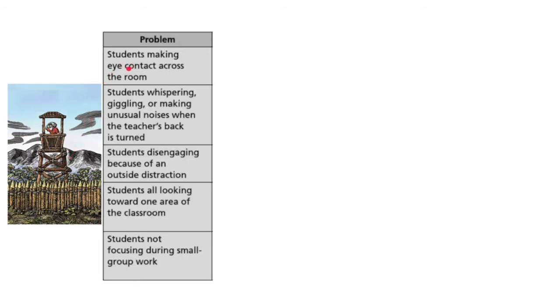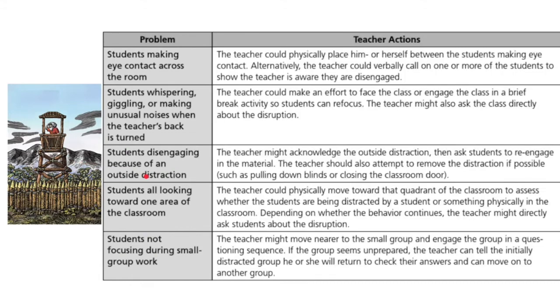So if we're talking about students making eye contact across the room, whispering, giggling, unusual noises while the teacher's back is turned, students disengaged because of outside distraction, or students all looking towards one area of the classroom. Maybe a student or multiple students aren't focused during small group work. Figuring out what are the signs that we should be looking for, and then addressing those in a way that's respectful and appropriate to the situation is a way that we demonstrate withitness.